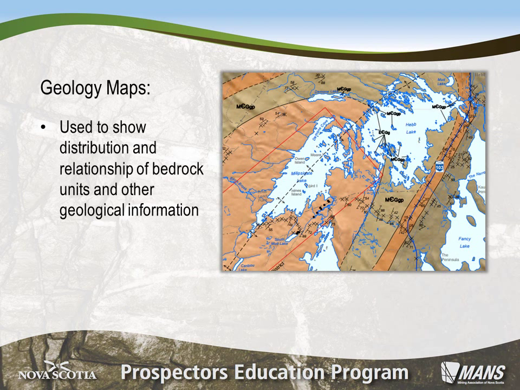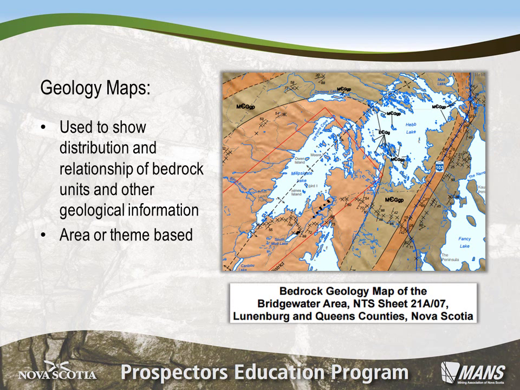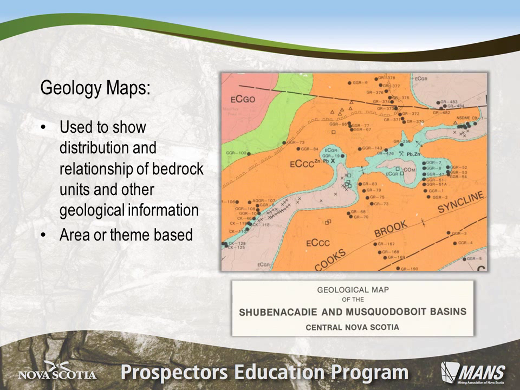Geology maps are used to show the distribution and relationship of different bedrock units in a map area. Geology maps can be area-based, such as a 1 to 50,000 map sheet, or theme-based, focusing on a particular geologic unit. Geology maps come in all shapes and sizes, although many maps are now created and published in digital format. Because geological maps are of great importance, we will look at these in detail.